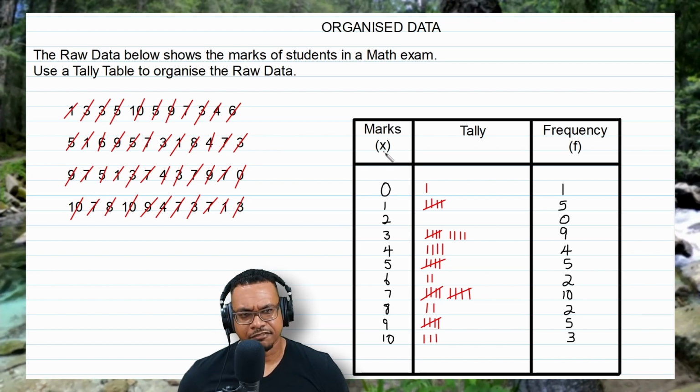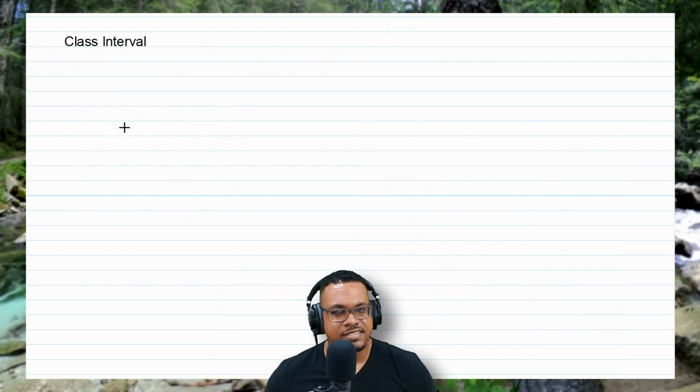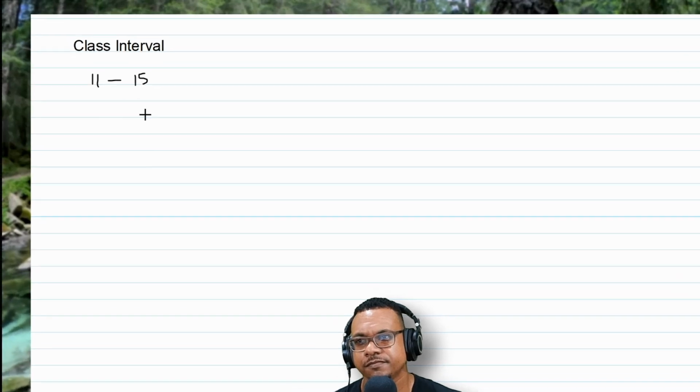So let's look at something. I have my marks, and my variable for marks is x. So these are all my variables here from 0 to 10. So let's just say we have some raw data to organize, and the variables are just too much. What we could do is group the variables into what we call a class interval. So let's just say I have a class interval from 11 to 15.